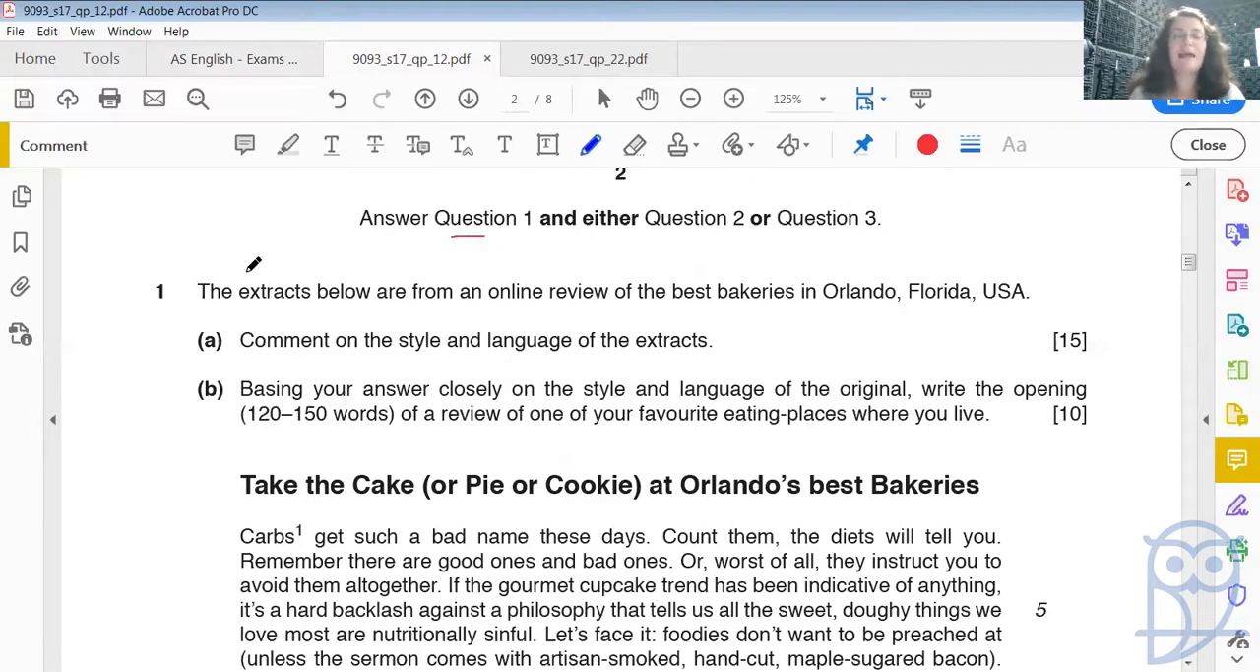Number 1, the extracts below are from an online review of the best bakeries in Orlando, Florida, USA. Comment on the style and language of the extracts, and this will be worth 15 points. And then basing your answer closely on the style and language of the original, write the opening of 120 to 150 words of a review of one of your favorite eating places where you live. And this would be worth 10 points. Right, so you are on a time limit.